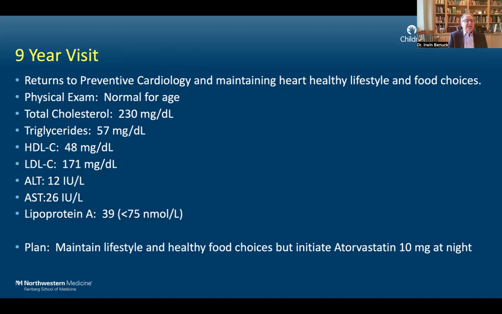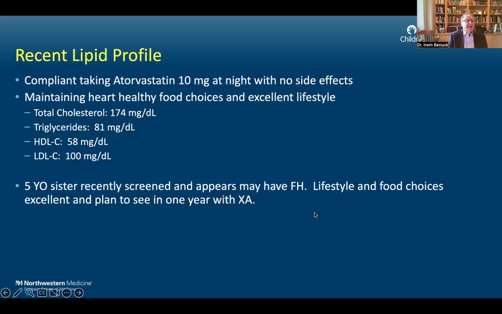Next slide, we could see how well he did. And now total cholesterol is 174 with an LDL of 100. Very active young man, and he has an HDL of 58. HDL is most affected by lifestyle. If you're very active, the HDL goes up. If you're sedentary, the HDL goes down. And we caught his 5-year-old sister, and she has FH also, and we are now monitoring her. And next slide.